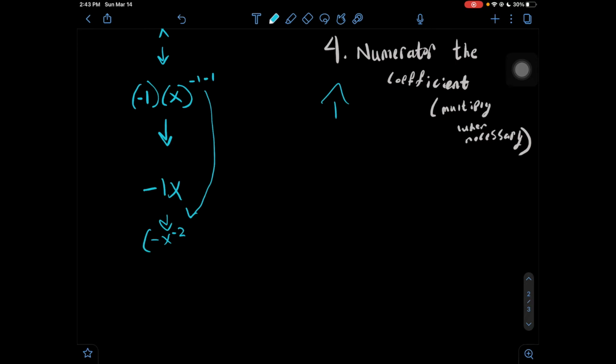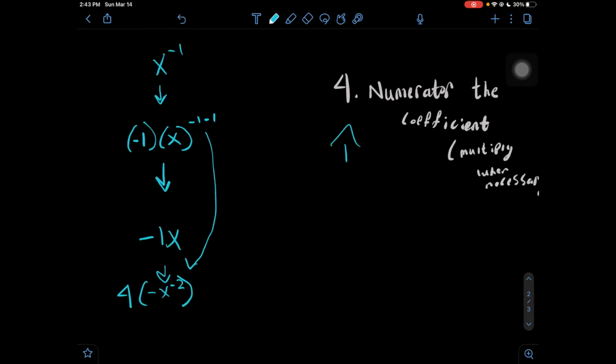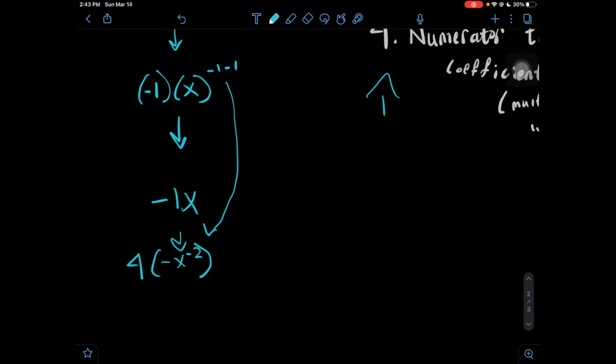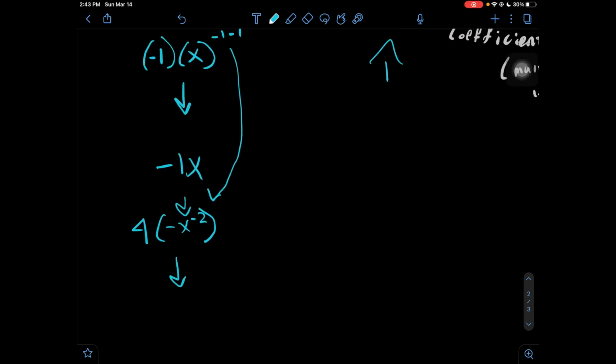This means that we have this, and then our numerator becomes our coefficient. And remember, our numerator was 4. So we have 4 as our coefficient. 4 times negative x to the power of negative 2 is negative 4x to the power of negative 2.